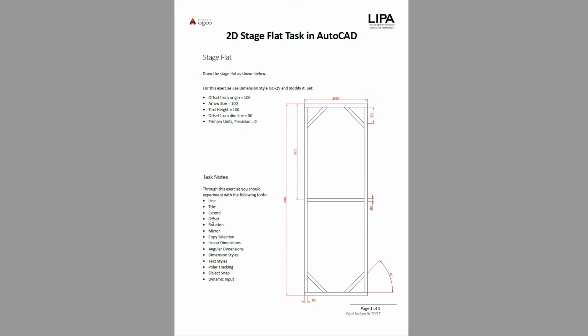This first task is a simple exercise to get you used to using the basic drawing tools and the modify commands in AutoCAD. It's quite a simple 2D stage flat, which you are probably used to actually. You might have drawn this in your technical drawing class previously. It's basically black lines that represent a stage flat in elevation with dimensions around the edge in red. So I'm going to take you through this step by step so that you can see how this might be produced.